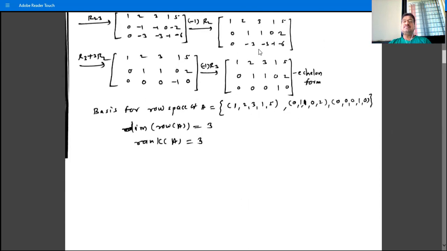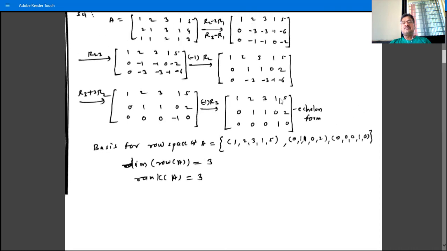And then we have to reduce this minus 3 to 0. So the operation is R3 plus 3 R2. So we have 0 0 at this place, minus 1 1. And we have to reduce this minus 1 to plus 1, so minus 1 into R3. We have this. So this is an echelon form.